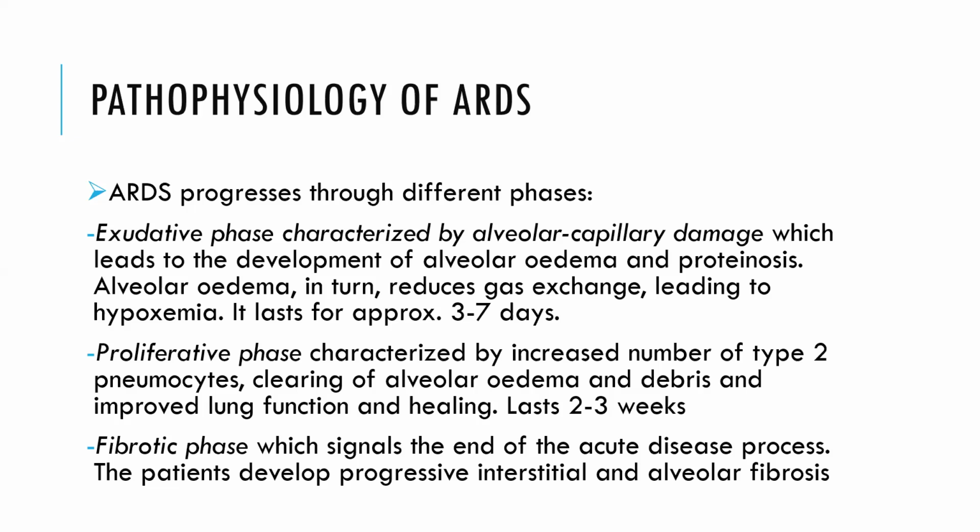After about 14 days of the inciting event, if not treated, you have the proliferative phase, which is characterized by an increased number of type 2 pneumocytes. Clearing of alveolar edema begins to occur, and here you have improved lung function and healing. This takes place over a period of 2 to 3 weeks. The fibrotic phase signals the end of the acute disease process, and here the patient develops progressive interstitial and alveolar fibrosis.